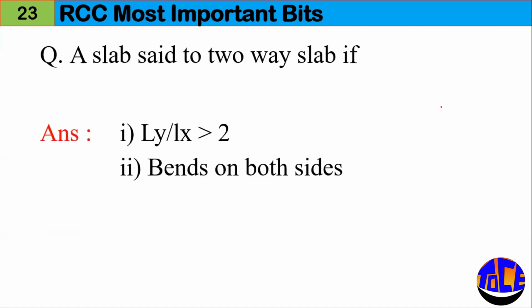Question number 23. A slab is said to be a two-way slab if Ly by Lx ratio is less than 2. Ly by Lx ratio, that is the larger span by the lesser span, if it is greater than or equal to 2, it is called a two-way slab. Or another way of finding what type of slab it is, is based on the bending. If the bending happens on both sides, it is also called a two-way slab.